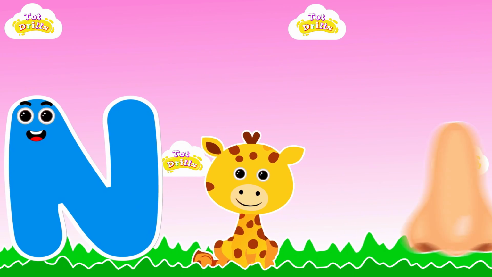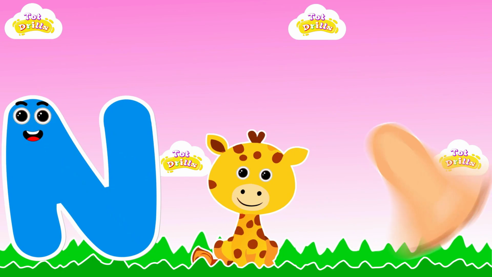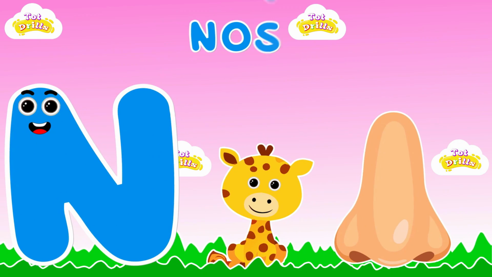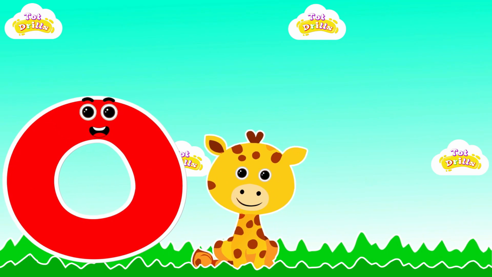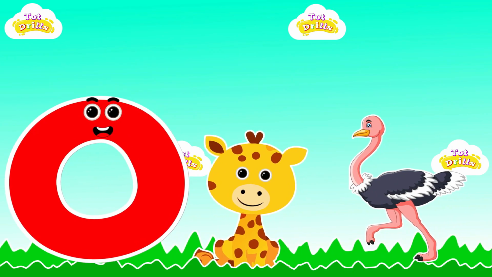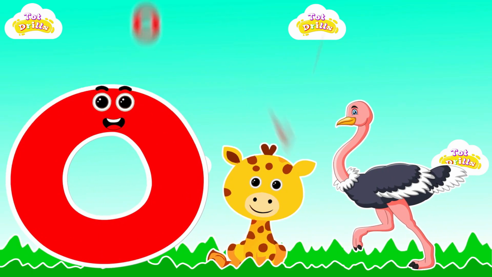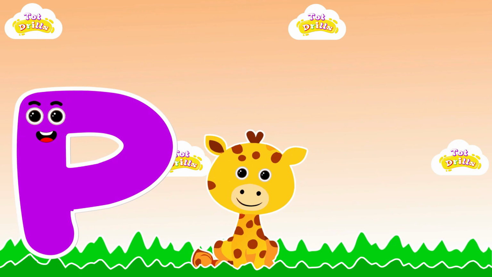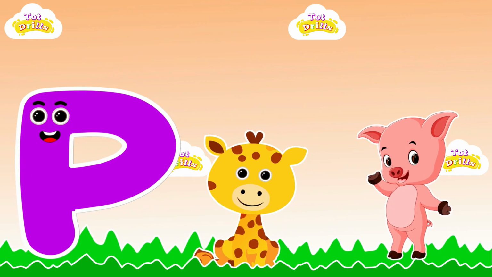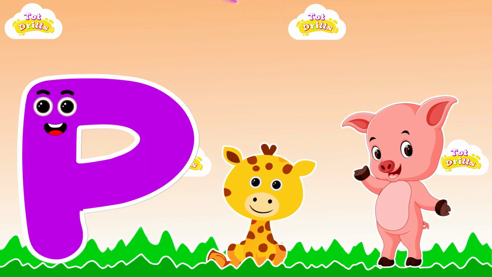N is for newt, n n newt. O is for ostrich, o o ostrich. O, ostrich. P is for pig, p p pig.